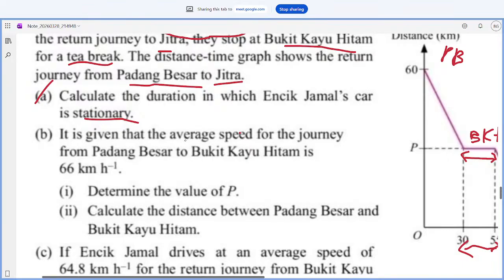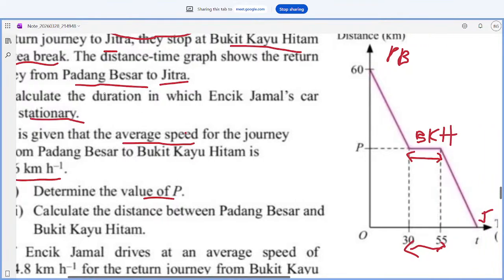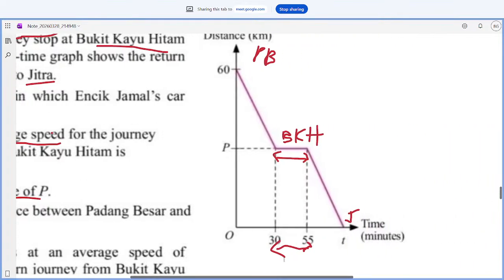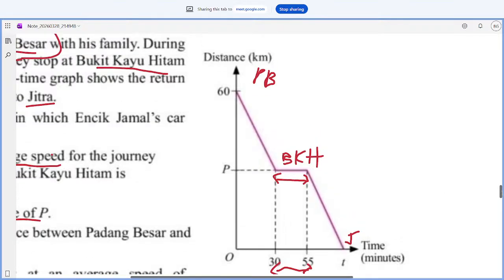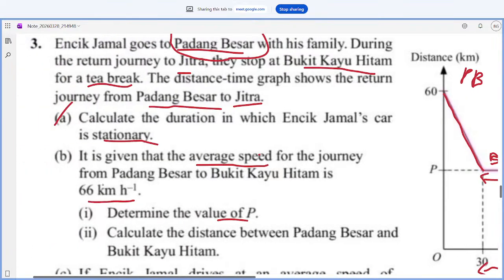Okay, so this one, they say the average speed from Padang Besar to Bukit Kayu Hitam is 66 km per hour. Kamu kena cari P. So guys, average speed, how to find from the graph? This is distance time, jarak melawan masa. So laju purata mewakili, what does it represent? Yes, okay, total distance over total time. Okay, jumlah jarak bahagi dengan jumlah masa. So basically, find the gradient lah guys. You need to find the gradient of this line. Okay, so 60 minus P over 30 minus 0. So 60 minus P over 30 equal to 66.